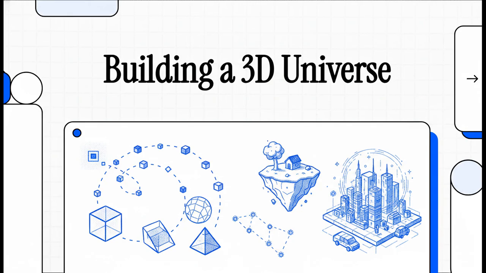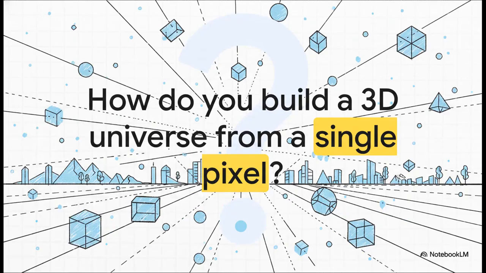You ever look at a huge, interactive 3D world and just wonder, how? How is all of that built? Well, today we're actually going to build one right from the ground up. And we're going to start with the smallest possible thing, a single pixel. We're going to follow its journey from just a tiny dot of light all the way to a universe you can actually explore.